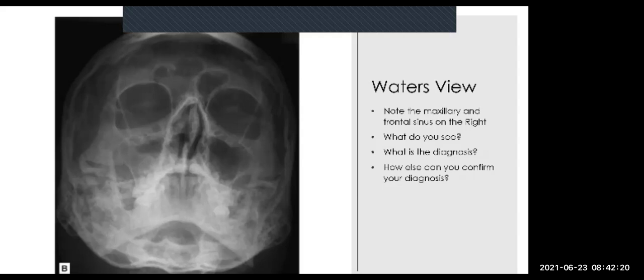But when you suspect it, the view that is used is called Waters' view. But if you forget Waters' view, just put suspected sinusitis. The radiographer will know what view to take.